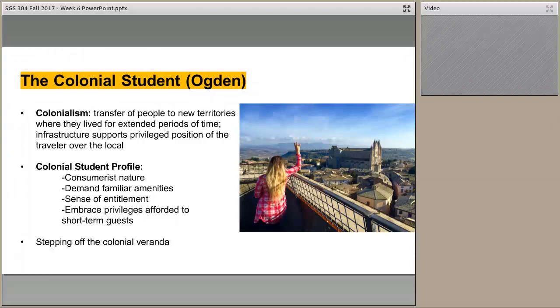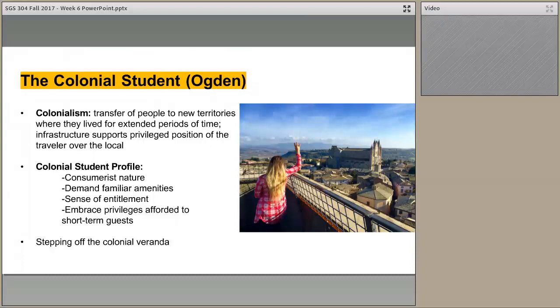In his article, Ogden paints a picture of the typical colonial student. The good news is that because each of you chose to enroll in this course, you likely won't fall under this category. But many students, often with good intentions, are not aware that they may be exhibiting some of the more negative qualities that make up the colonial student Ogden describes. The colonial student is consumerist in nature.